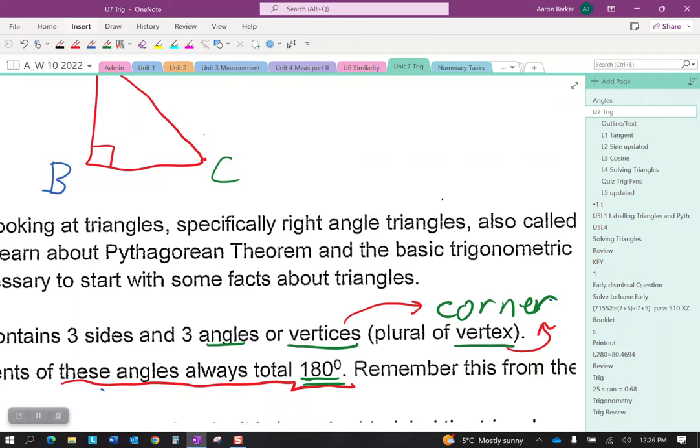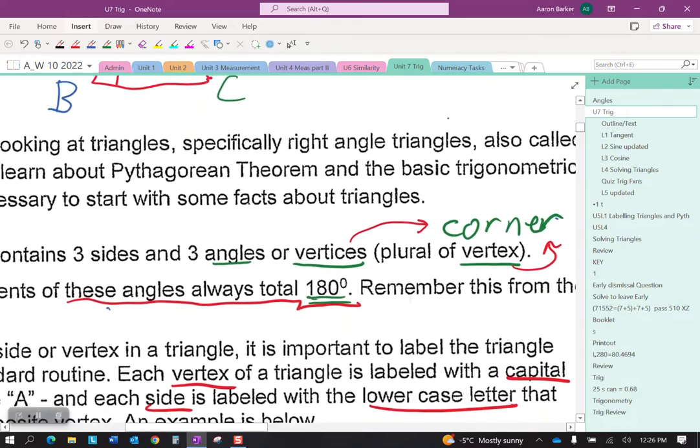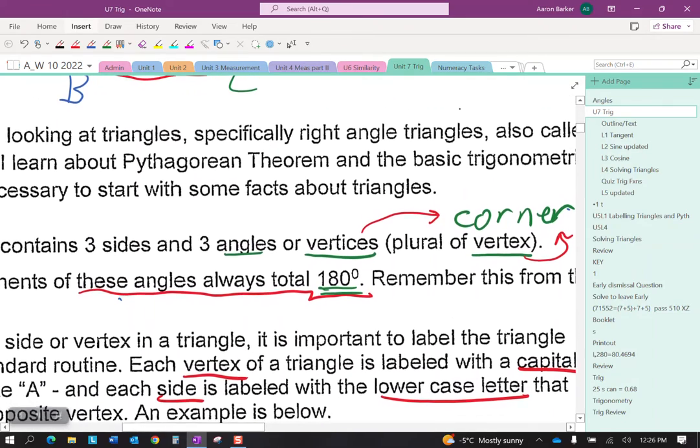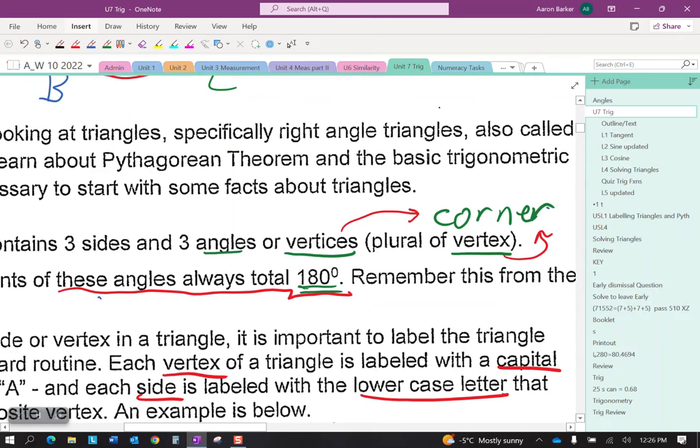Now this last part is what we're going to focus on a little bit for right now. Each vertex is labeled with a capital letter, and the opposite side is labeled with the lowercase. So the vertex is a capital, the side is a lowercase. And that's what we're going to focus on. Side opposite is a lowercase. Okay.